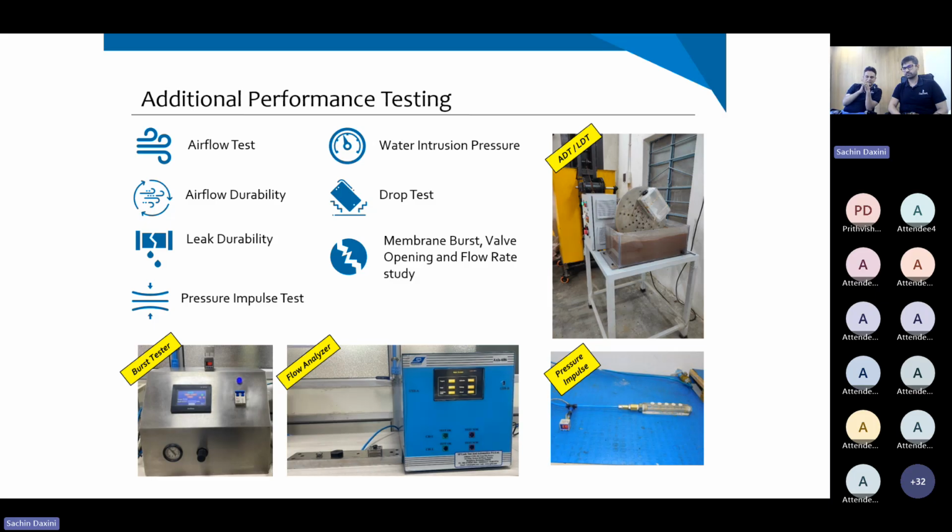So that they establish the durability of the vents. Pressure impulse test is also a durability test, because there we actually check the membrane performance. After performing the 10,000 cycles of venting, the membrane still performs as if it is a new vent. So that we check in pressure.